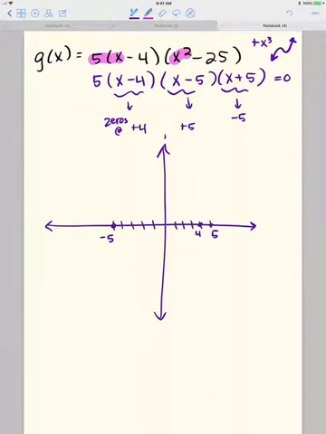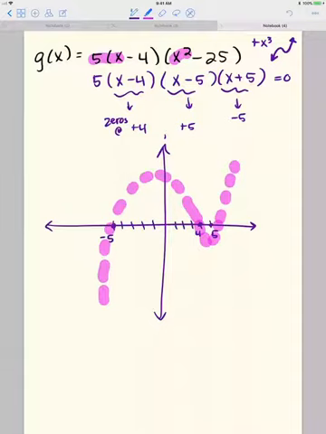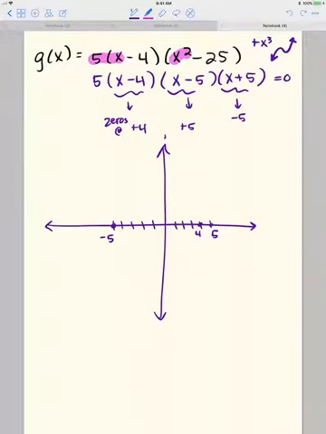So again, the shape will have to do something like this, but getting the y-intercept will be able to tell me exactly where it crosses the y-axis. So that's what I want to make sure that I get correct in a point. In order to do that, we'll do the y-intercept, which is where the x value is 0. So we'll go to the function. We'll do 5 times 0 minus 4, 0 squared minus 25.